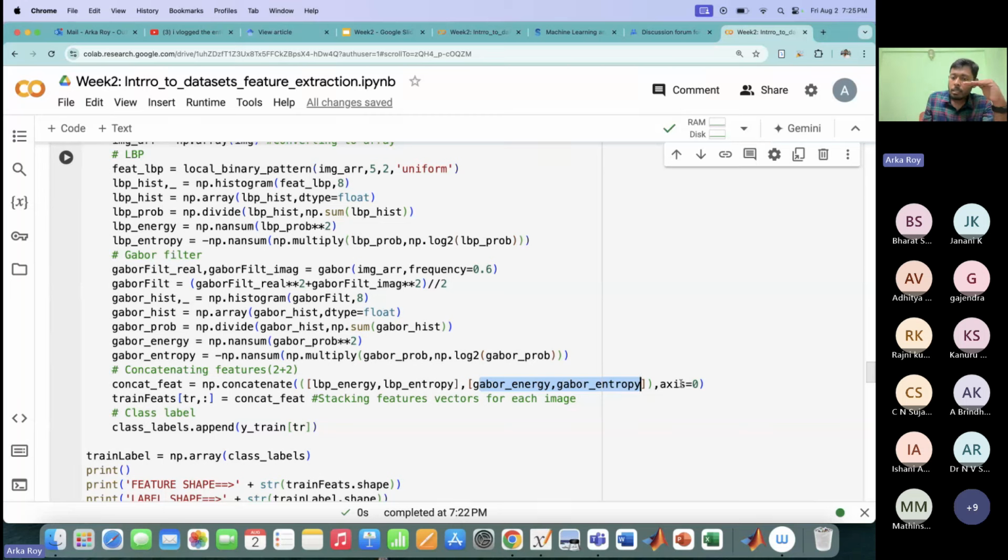In case of Python, you will see the axis 0 convention is for row. In case of column, it would be axis 1. So this is the convention in Python. In MATLAB, it is something else.